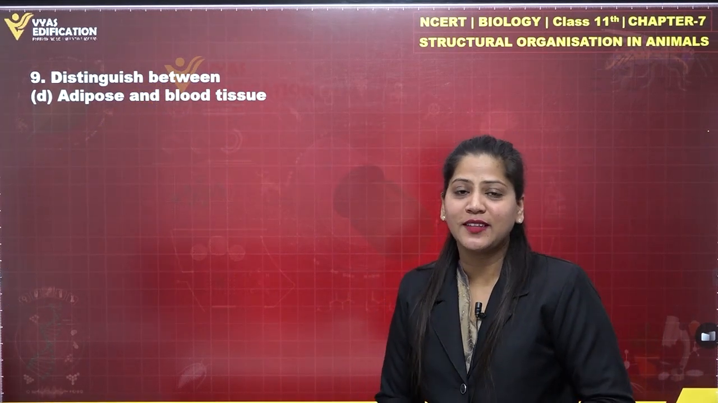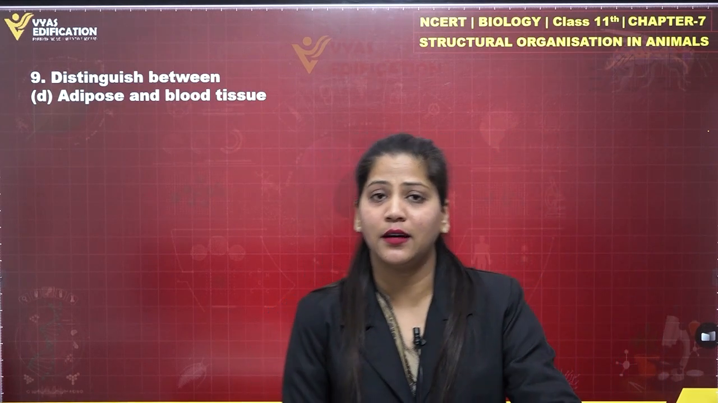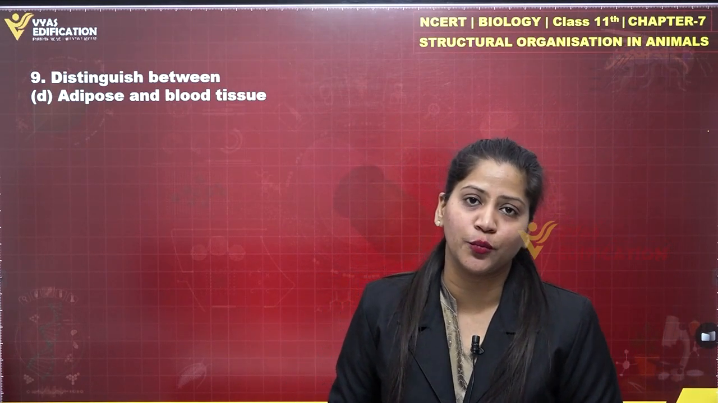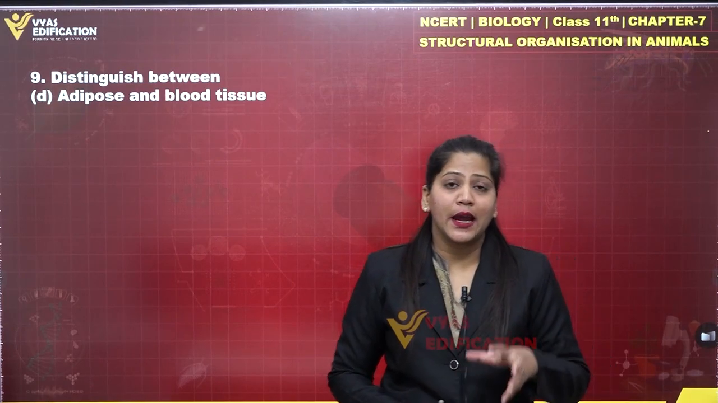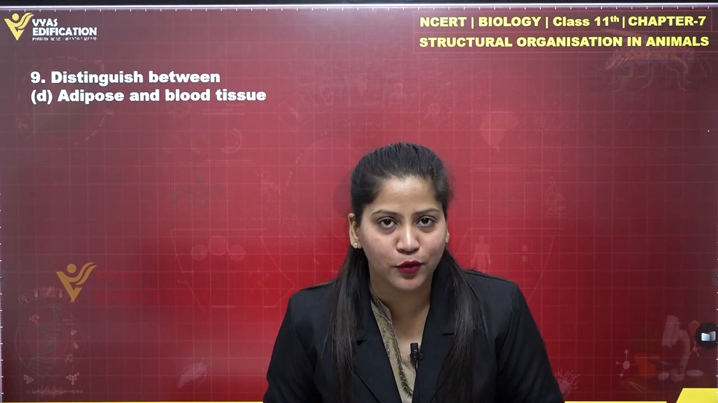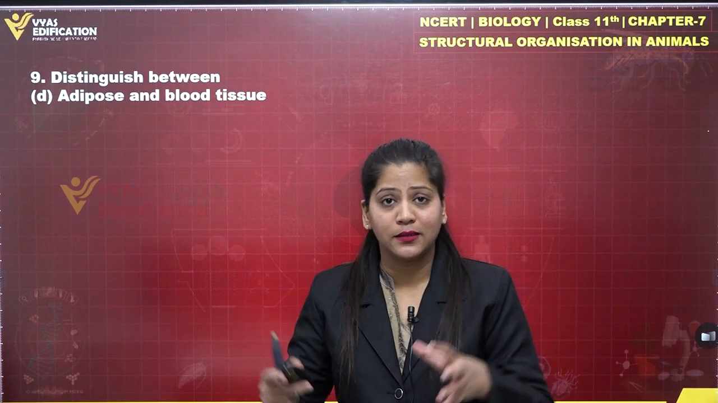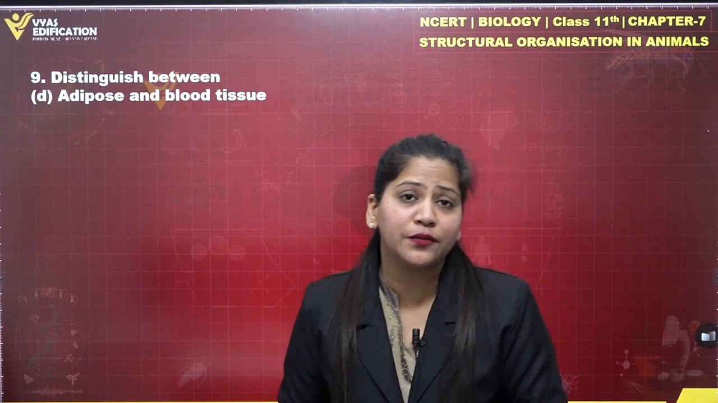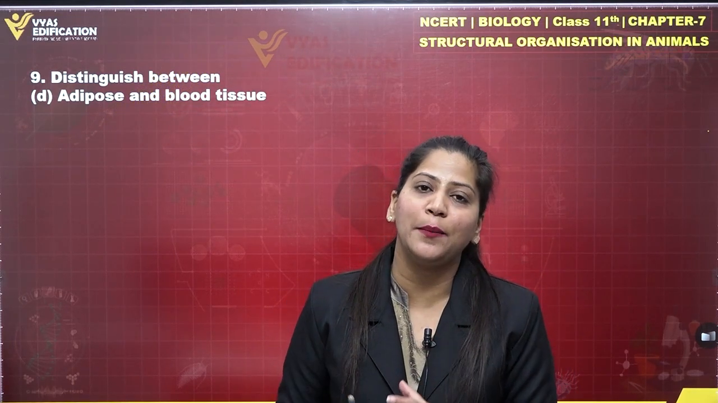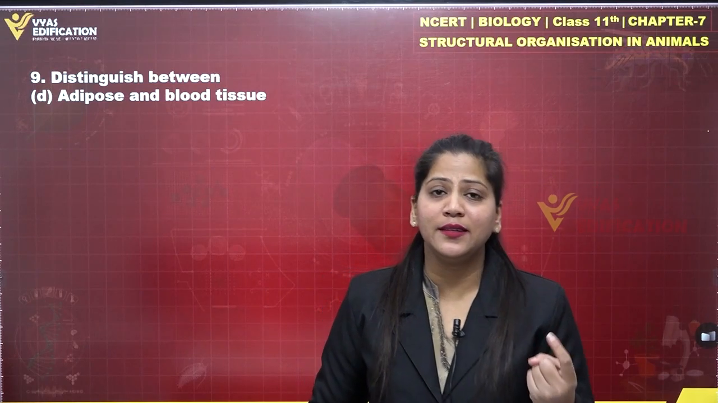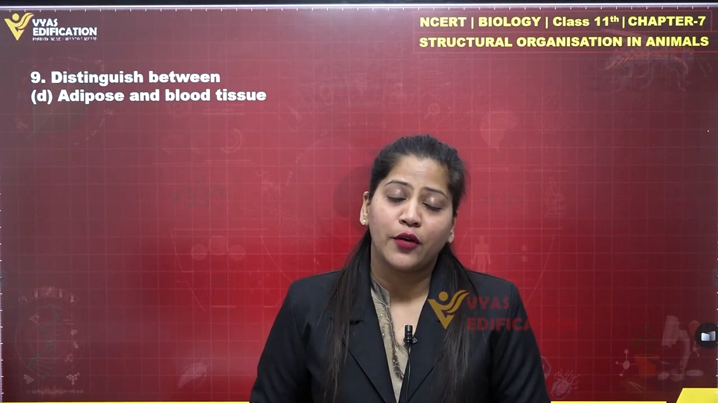Now let's talk about the next part of the same question, that is part D. This question contains adipose and blood tissue. We have to distinguish between adipose tissue and blood tissue. Alright, so adipose tissue consists of collagen fibers, elastin fibers, fibroblasts, adipocytes and macrophages. Whereas blood tissue is composed of RBC, WBC, platelets and plasma. Right, so this is your composition of blood tissue.